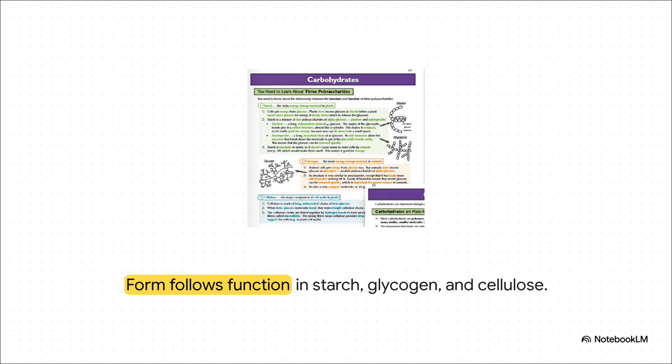But then, compare that to cellulose down at the bottom. Made of beta-glucose, it forms long, straight, unbranched chains. These straight chains cross-link to provide the tough, rigid structural support needed for plant cell walls. It's crazy. We're looking at the exact same basic ingredients, but they yield completely different structural outcomes.